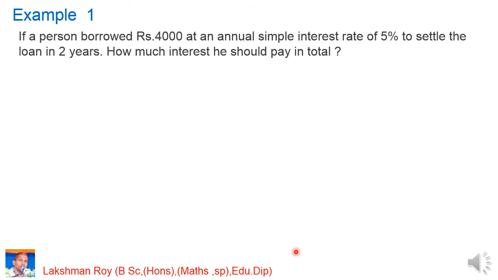I'll discuss here my first example, students, you can see here: if a person borrowed a loan of 4,000 rupees at an annual simple interest rate of 5%, to settle the loan in 2 years, how much interest should he pay in total? So we want to find the total interest only. So let's see.